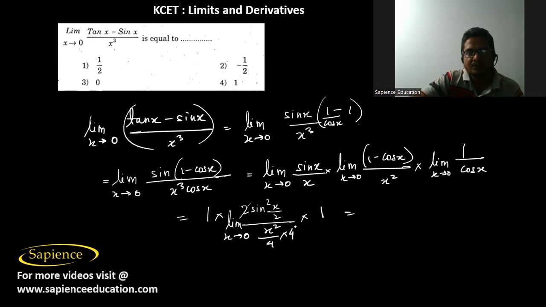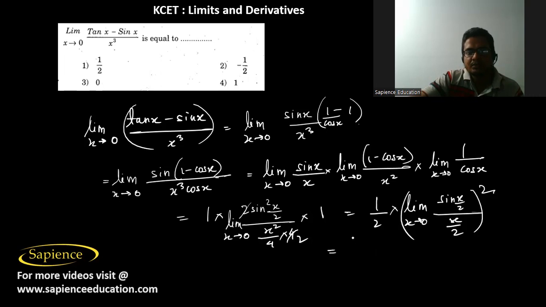So 2 twos are 4, this will cancel out. So this will be 1 by 2 into limit x tends to 0 of (sin x by 2 by x by 2) whole square. This is also 1. So this will be equal to half. So option 1 is the correct answer. Half is the answer.